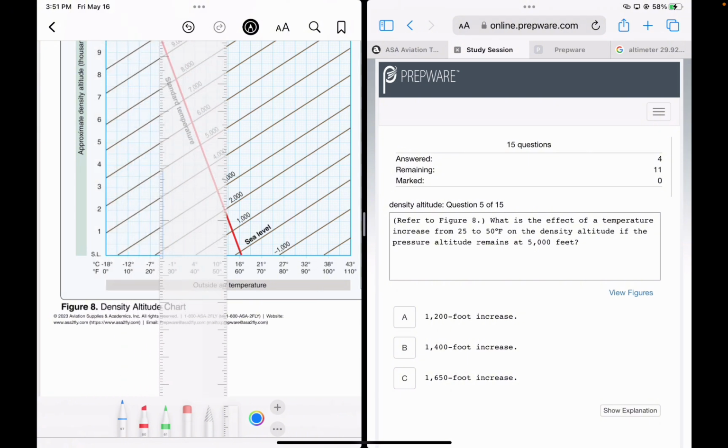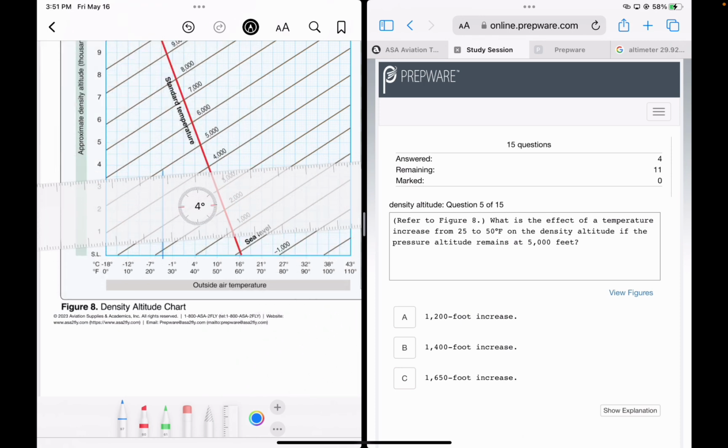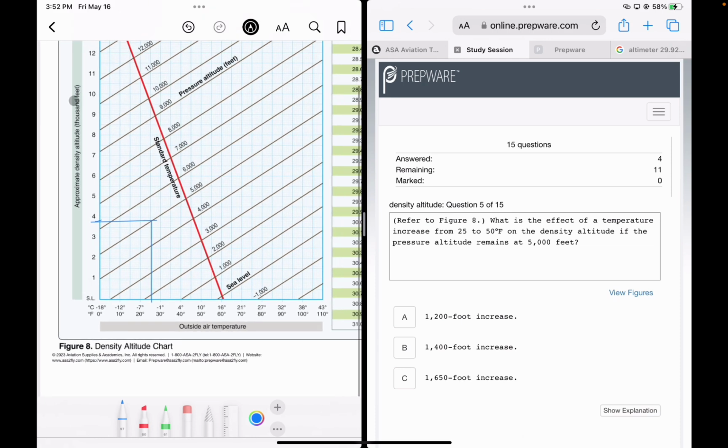And then you take your ruler. This is pretty cool, guys. I didn't know I could do this. And then you make a straight line using your ruler to this edge where it says approximate density altitude. And you notice it says thousands of feet, so it reads as 1,000, 2,000, 3,000, and this would be 4,000.